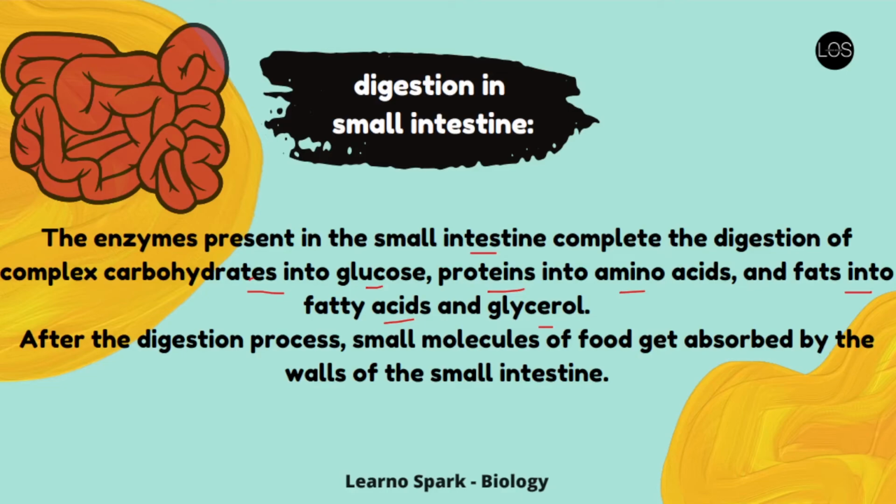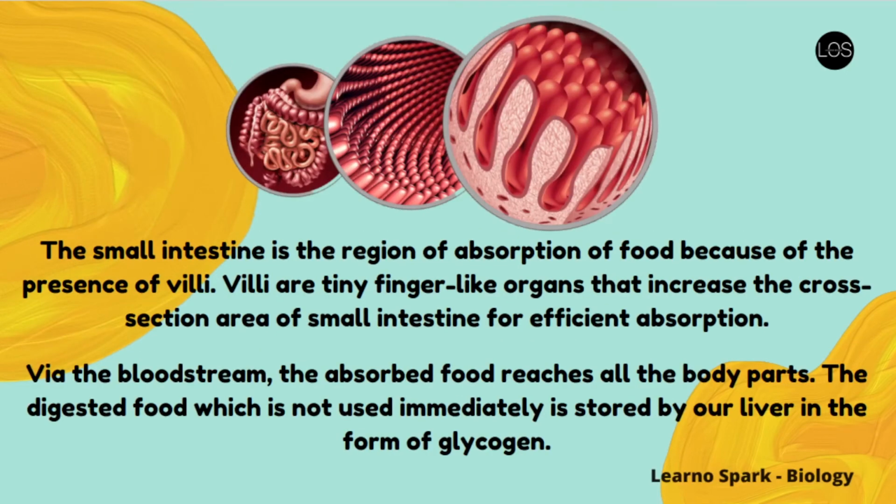And after the complete digestion of food, small molecules of food get absorbed by the walls of small intestine. So small intestine is the region of absorption because of the presence of villi. What are villi? Villi are tiny finger-like organs, as you can see over here in this diagram, that increase the cross-sectional area of small intestine for efficient absorption. The more villi there are, the more absorption there will be.